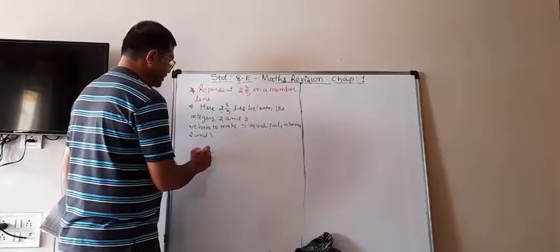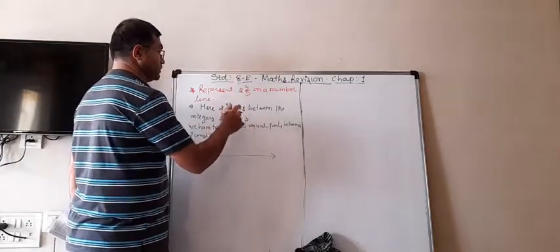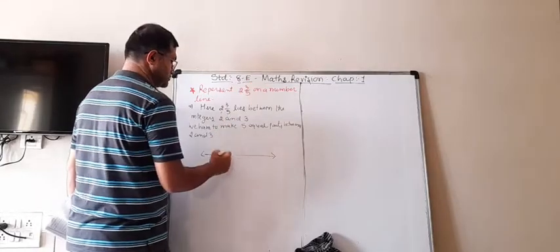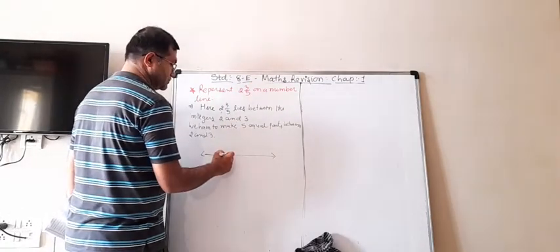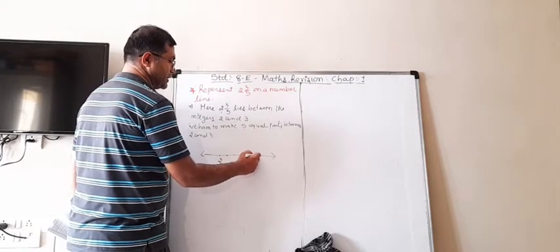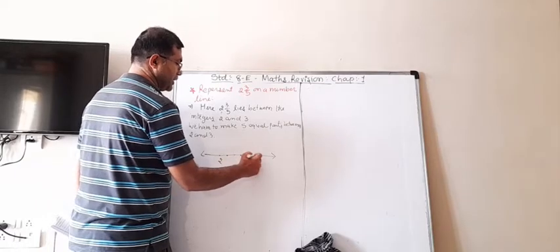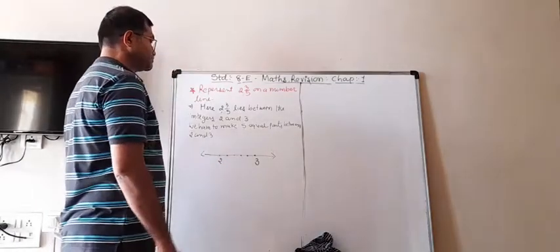So now we have to draw a line. You need not take 0, 1, everything, because it is 2 and 3. So you can take 2 here, 5 equal parts. So take 1 centimeter, 1 centimeter, 3, 4 and 5, 1, 2, 3, 4. And at the 5th, you can write down the 3.